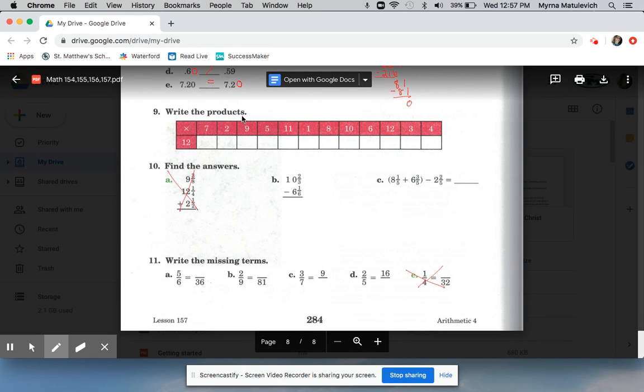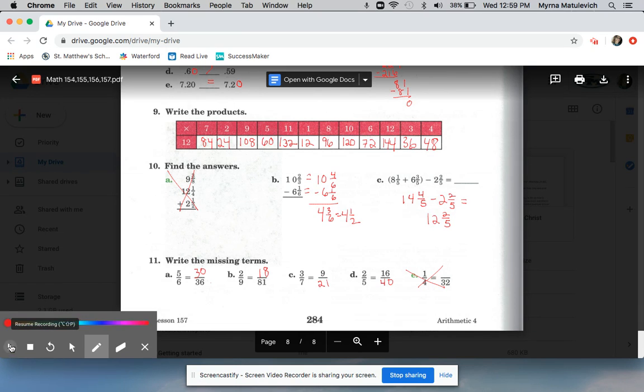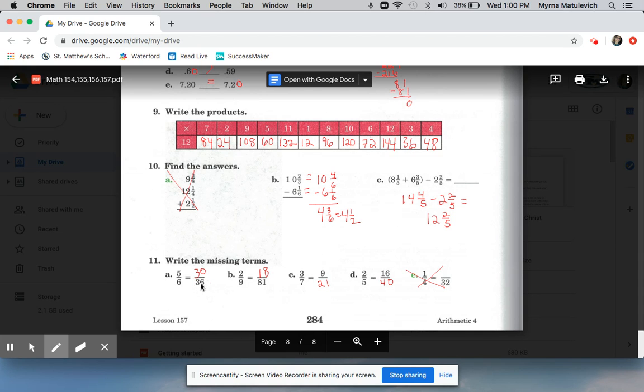Write the products, find the answers, write the missing terms. And this is what you should have gotten. You needed to find a common denominator here and equivalent fractions. Here you just needed to add and then subtract because you already had a common denominator. Here you just need to find equivalent fractions. So 6 times 6 is 36, 5 times 6 is 30, 9 times 9 is 81, 2 times 9 is 18. You get that.